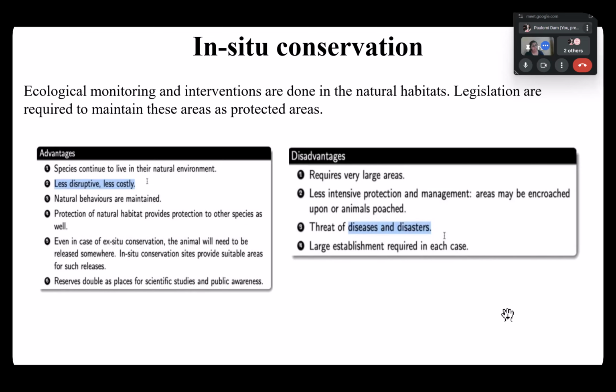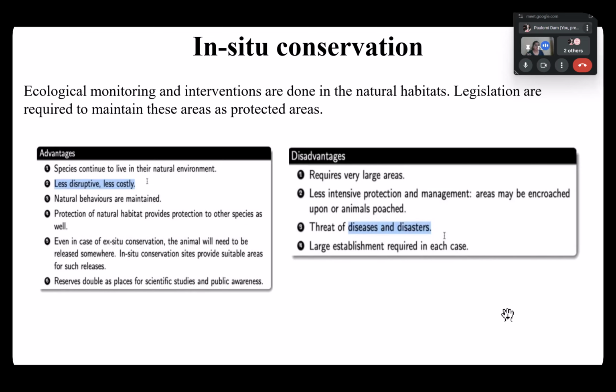What are the disadvantages? For designating an area as a national park or biosphere reserve, you need a very large area, which is difficult to find. There is less intensive protection and management because areas will be encroached upon and animals can be poached. How? When I said that this is open to the public, it means it is open to the native people also, and there are so many poaching cases that you must be aware of. And because there is such a large area that needs to be protected, these kinds of problems keep coming up.